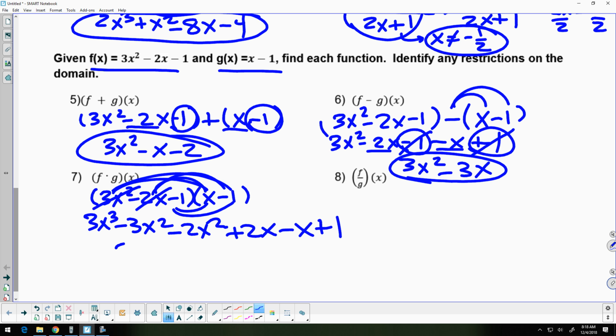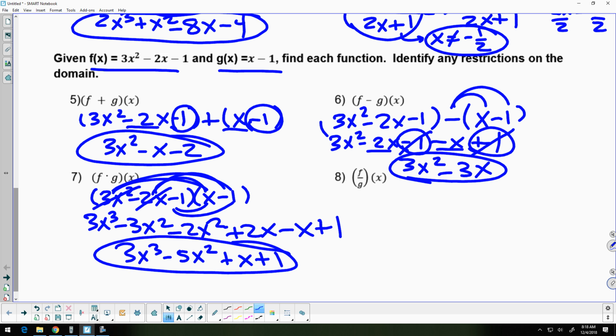Clean it all up. Combine your like terms. They're right next to each other. So minus 5x squared plus x plus 1. And there you go. Last but not least, now division.